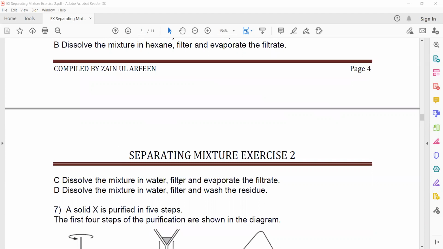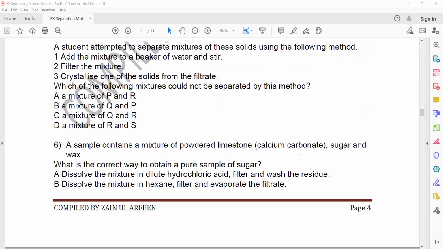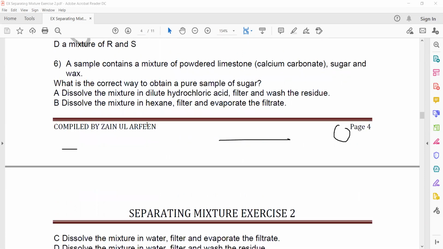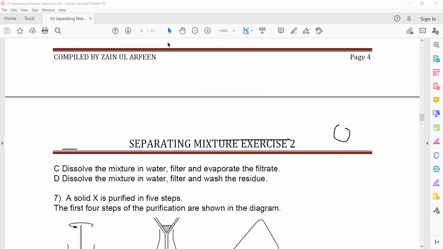Dissolve the mixture in water, filter and evaporate, because what happened when you add water, so both limestone and wax are insoluble, so when you filter off, they are removed, so you are left with sugar solution. And how you obtain crystals of sugar from such solution? You can simply carry out evaporation. So that's why option C is the right answer.